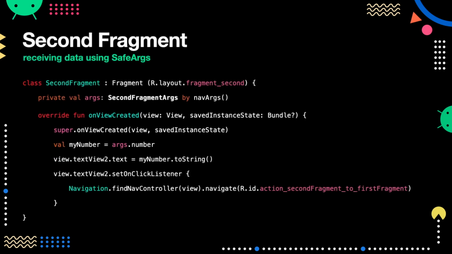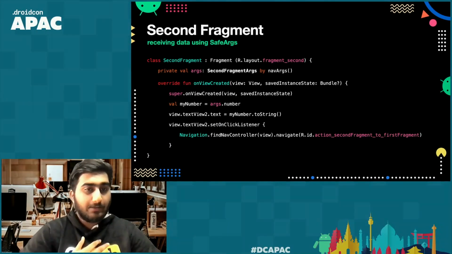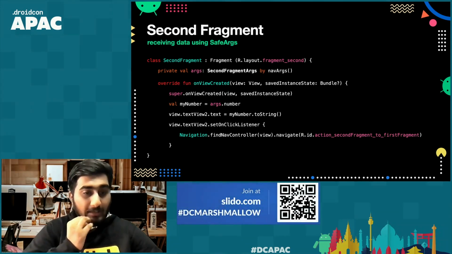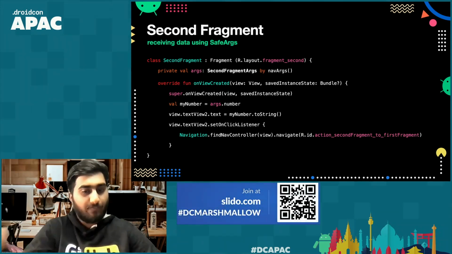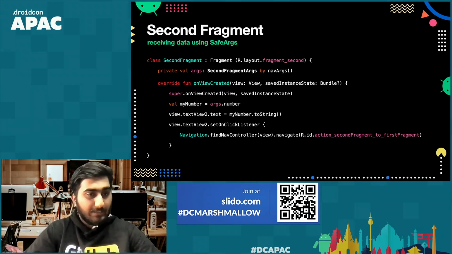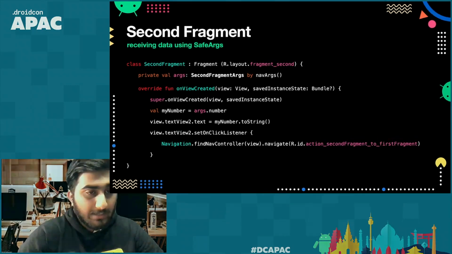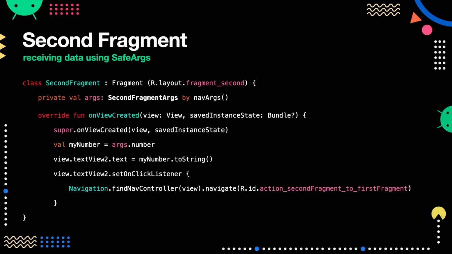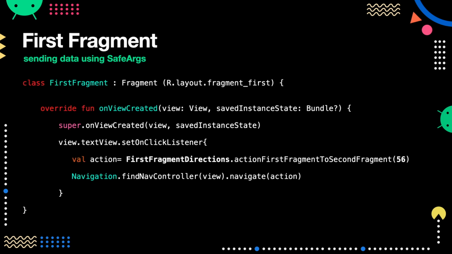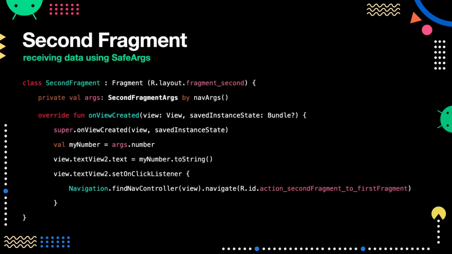Similarly, in the second fragment, we receive that data using SafeArgs. In the args variable, we get it using the navArgs lazy implementation. It can also be done by SecondFragmentArgs.fromBundle, the basic way, and we save that number in myNumber from args.number. So this number is the ID of the argument, and then we put it to the text view, and again the same operation of clicking, on which we'll go back to the first fragment. If you run this code, what you'll see is 56 is being passed to the second fragment, and this is how you send data using SafeArgs.